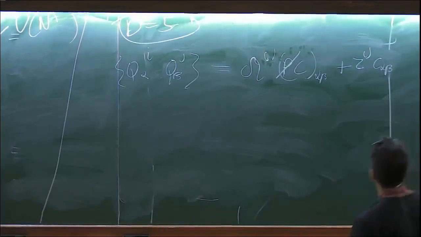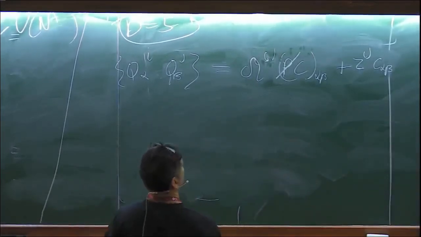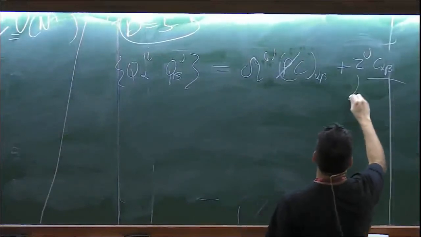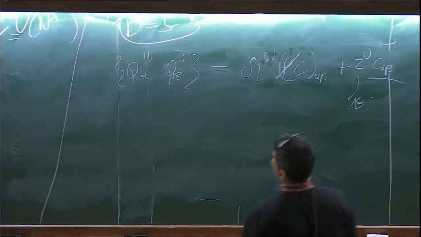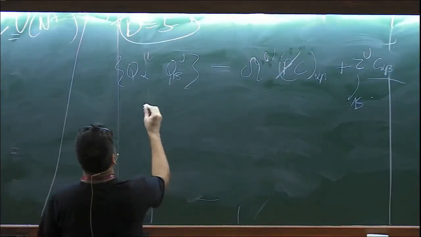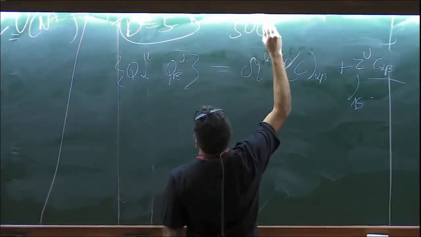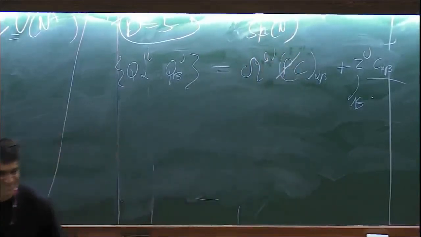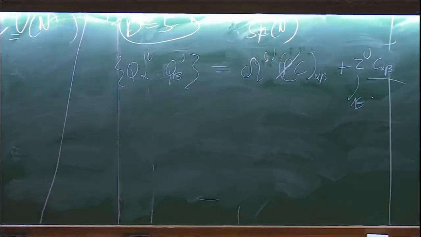Okay? And what about the symmetry of C alpha beta? Well, we're in D equals 5. So N is equal to 2. So 3, 2, still antisymmetric. So this guy, once again, is antisymmetric. And the automorphism is SO, no, Sp now. The automorphism is Sp(N), because of the omega. Because we want linear combinations that preserve omega.